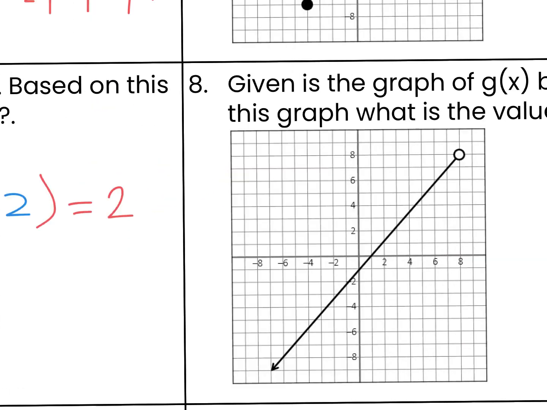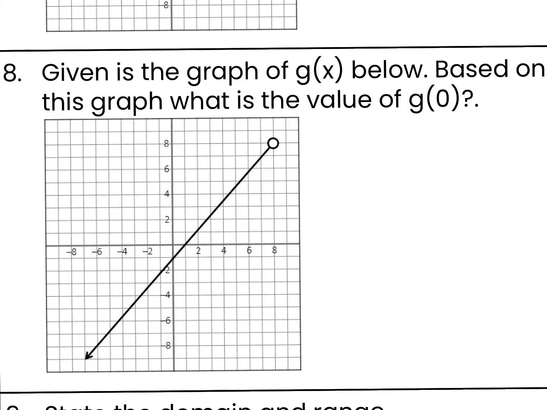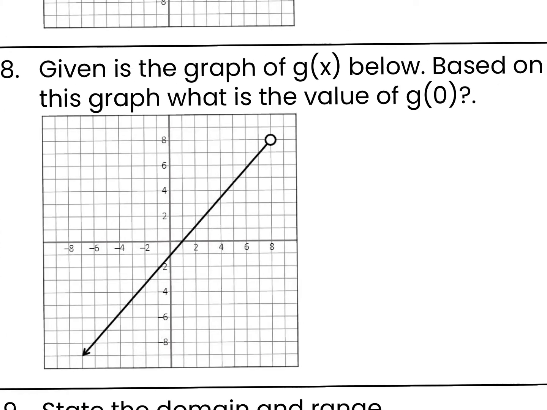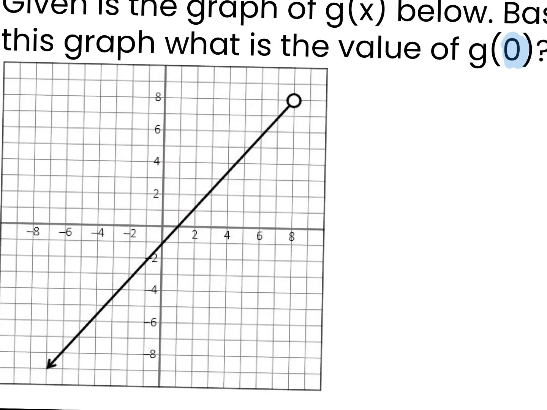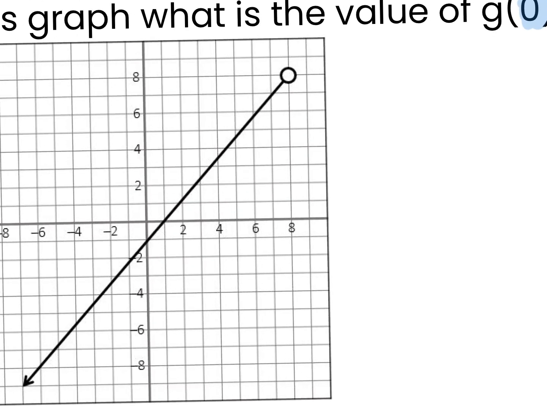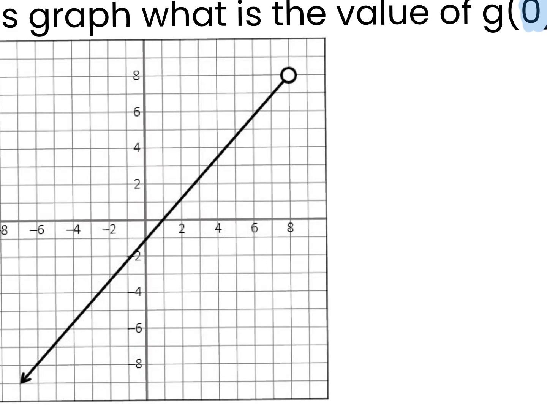Now, if I move over here to number 8, given is the graph of g of x below. Based on this graph, what is the value of g of 0? So again, this is my x point I have to find on the x-axis. Here it is there. And then I draw a line going straight down. So where does it hit? It's going to hit -1. So g of 0 is equal to -1.